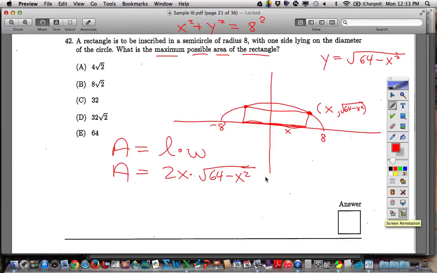I'm just saying, on the AP test, on a multiple choice question, if you want the max possible area, set your window. What could X possibly be here? 0 to 8, right? Because this half just comes with it. So set your window 0 to 8 and just graph this area and see when it's at its highest point, right? But calculus would say do the derivative and set it equal to 0.